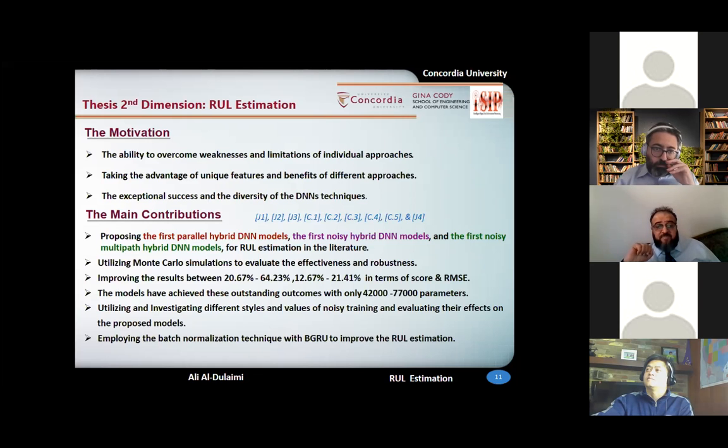The models have achieved these outstanding outcomes with only 42,000 up to 77,000 parameters, utilizing and investigating different styles and values of noisy training and evaluating their effects on the proposed models. And finally, employing the batch optimization technique with bidirectional GRU to improve the RUL estimation.